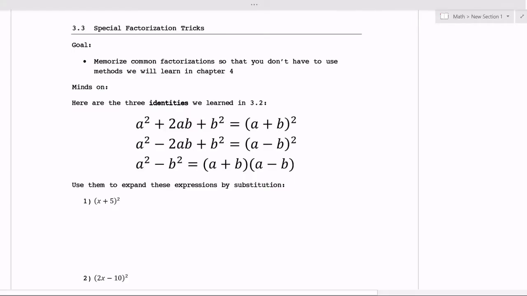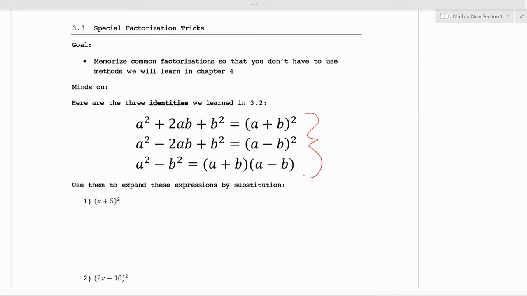Alrighty, 3.3, special factorization tricks. In 3.2, we did special expansion tricks. This is something called factorization. But the first thing you'll notice on this page are these, the three rules that we learned in 3.2.